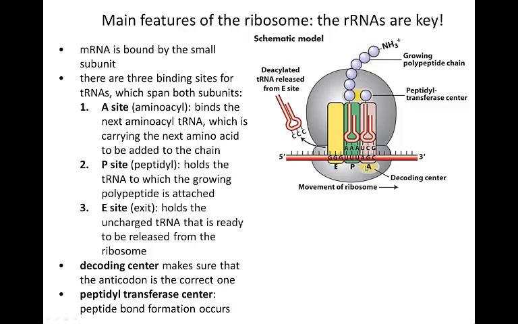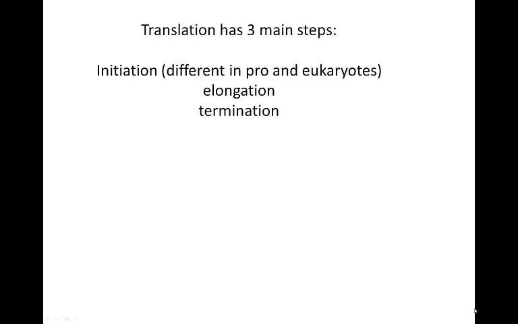Two important structural regions: the decoding center is right here. This just makes sure that the complementary base pairing is happening correctly between the tRNA and the messenger RNA. And then the peptidyl transferase site is up here, and this is the place where we actually make the peptide bond between amino acids. And I just want to point out that the ribosomal RNAs are really the key to all of this. They are doing the enzymatic activity, even though there are all of these proteins found in this structure. So translation has three main steps: initiation, elongation, and termination.